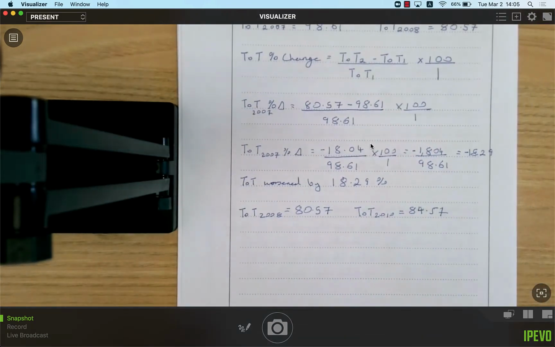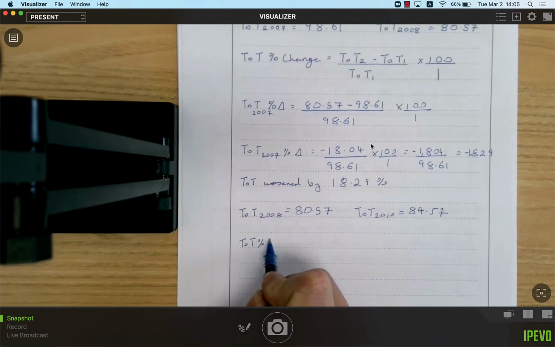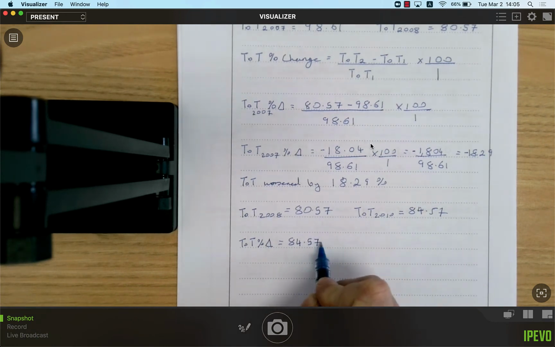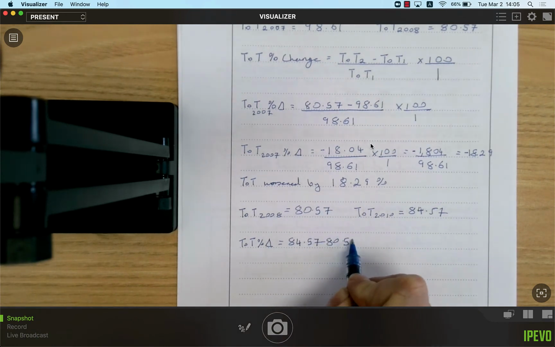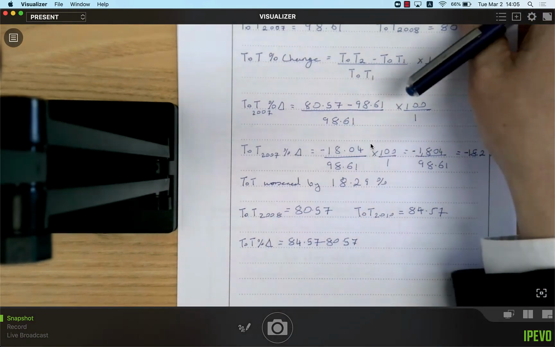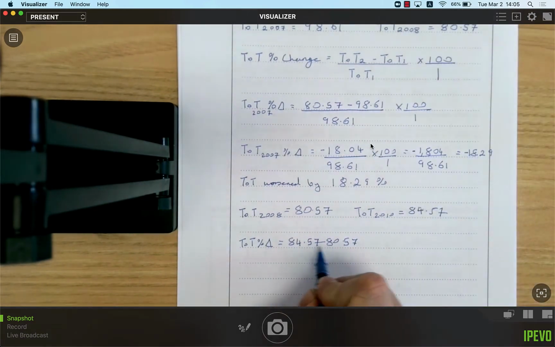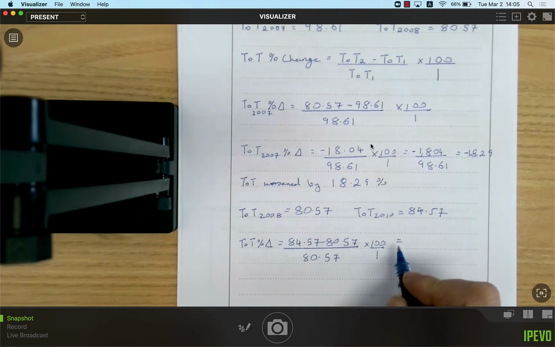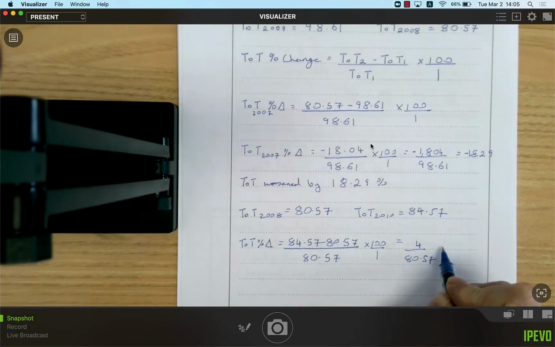Okay, so now we're just going to go TOT percentage change. Well, that equals 84.57 minus 80.57. Is that right? Yeah, okay, pretty cool. All over T1, which is 80.57, multiplied by 100 over 1. So what that equals then is 4 over 80.57 multiplied by 100 over 1.